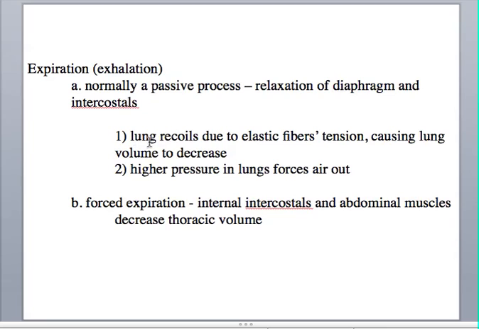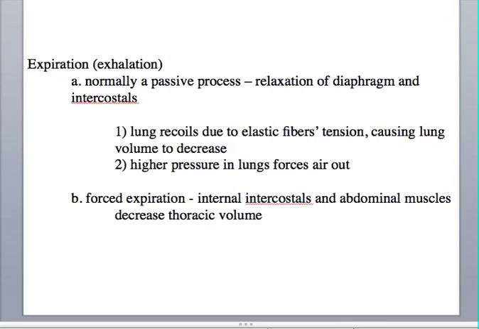Now, just as I mentioned before, the lung is going to recoil due to the elastic fibers' tension, and that's going to cause the lung volume to decrease. That higher pressure in the lungs is going to force the air out. Now, usually this passive process is all you need for expiration or exhalation. But there are times, let's say when you're exercising heavily, or you have a disease process, when forced expiration is needed. And this is when your internal intercostal muscles and your abdominal muscles will begin to contract in order to help you decrease your thoracic volume.